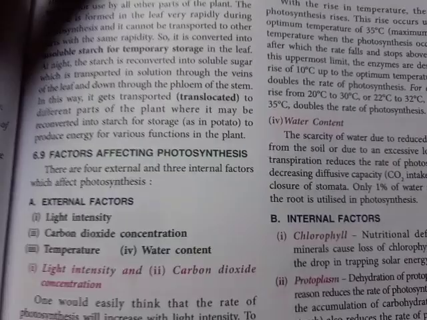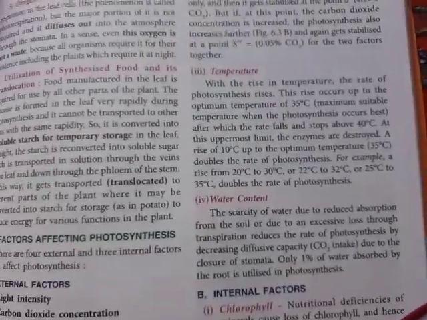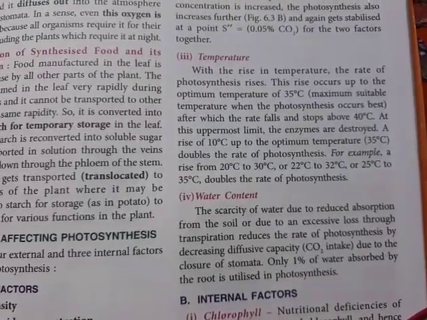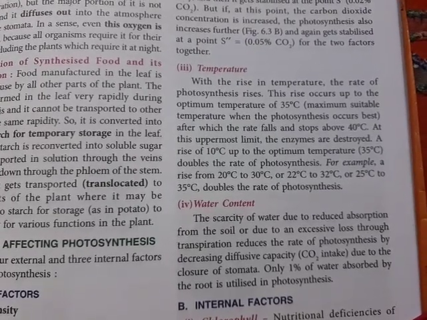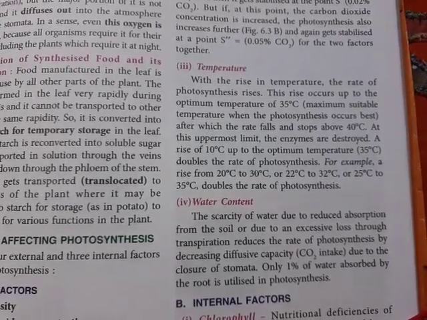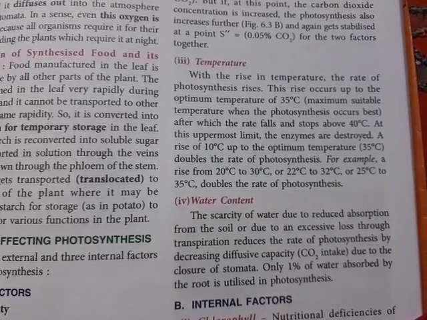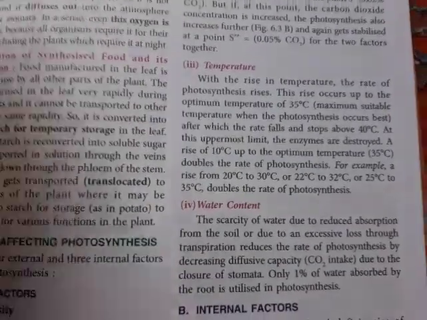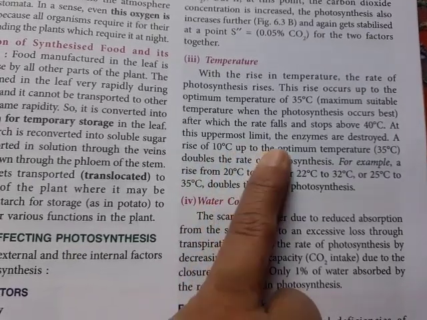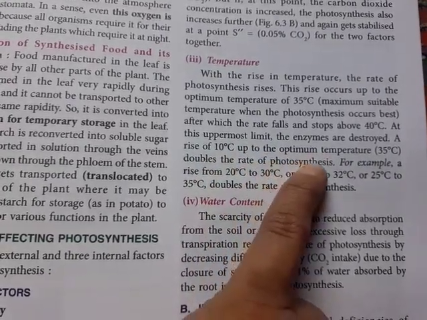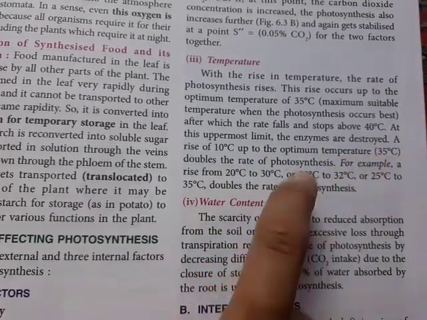Then the second factor is temperature. With a rise in temperature, the rate of photosynthesis will rise, and this rise occurs only up to a temperature of 35 degrees Celsius, which is the maximum and best for photosynthesis, after which the rate falls and stops above 40 degrees Celsius. Above 40 degrees Celsius, all the enzymes are destroyed. A rise of 10 degrees Celsius up to the optimum temperature doubles the rate of photosynthesis. So up to the optimum, that means till 35 degrees Celsius, it's the best.